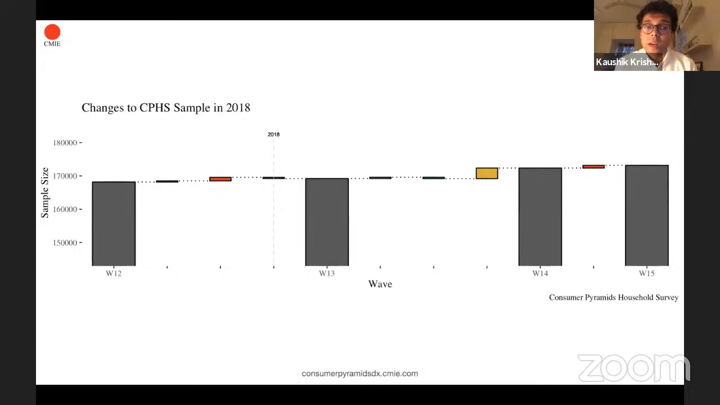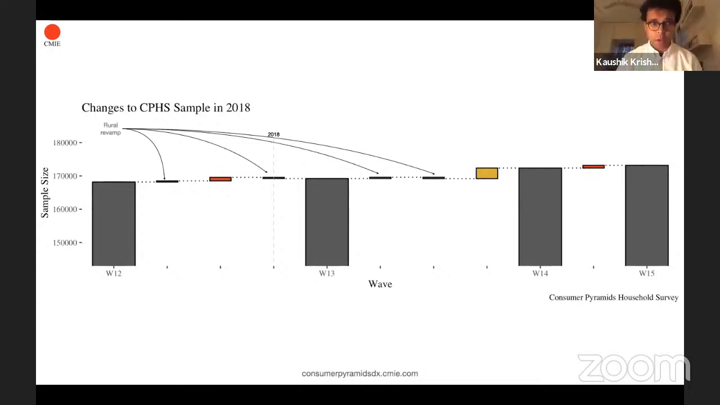So between wave 12 and wave 13, there were small changes. Between wave 13 and wave 14, there were again some small changes with one somewhat larger change. And then between wave 14 and wave 15, we added a new state. So again, there is a small rural revamp that took place between 12 and 13 and then 13 and 14. Additionally, we added the state of Meghalaya between wave 12 and wave 13.